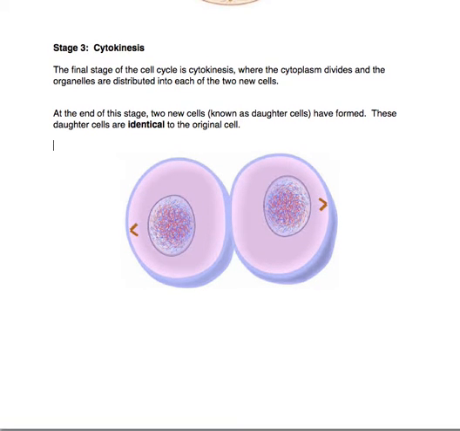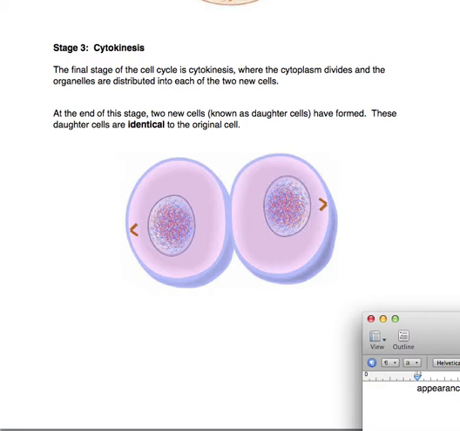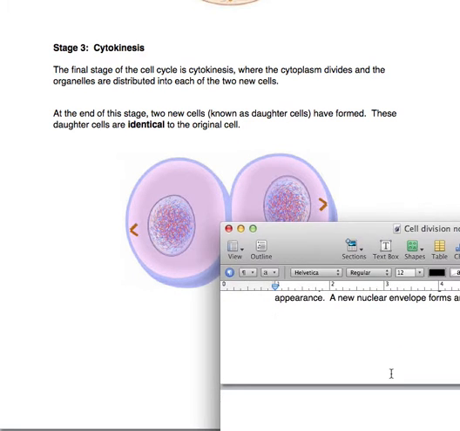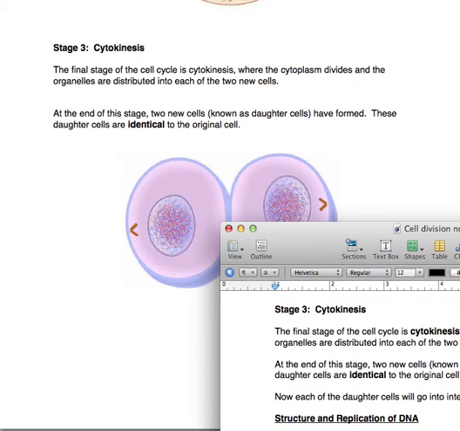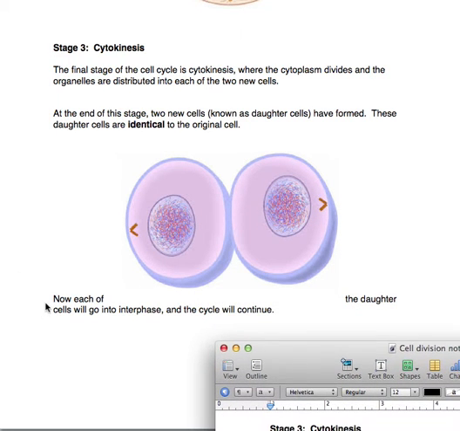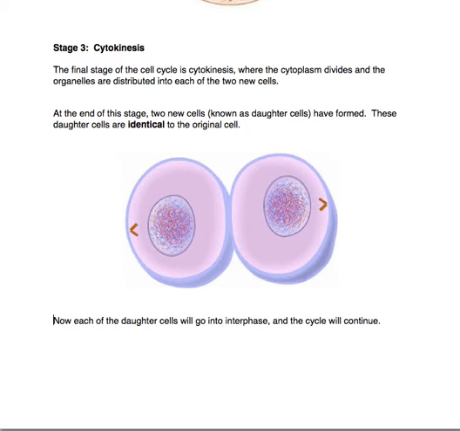And now, what are each of these daughter cells going to do? Well, they're going to go right into interphase, and they're going to begin again with a new cycle. The cycle will continue with each of the daughter cells. So yeah, now each of the daughter cells will go into interphase and the cycle will continue.